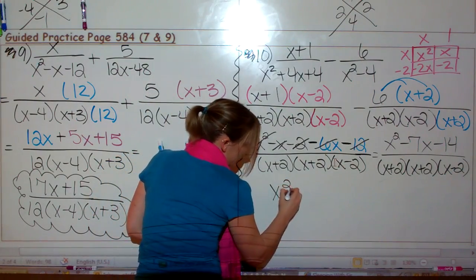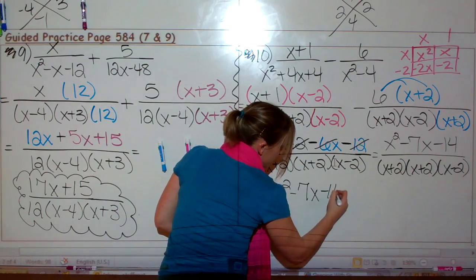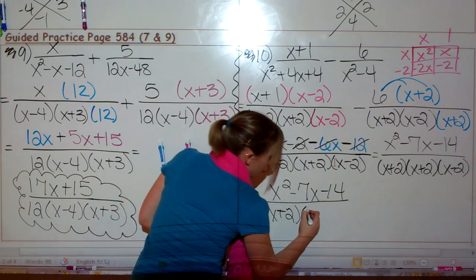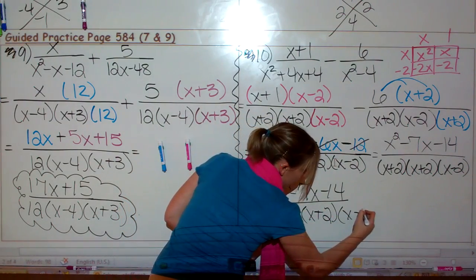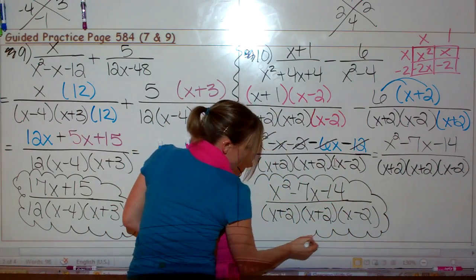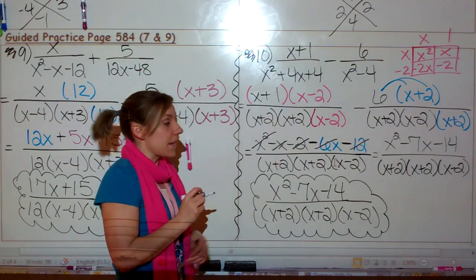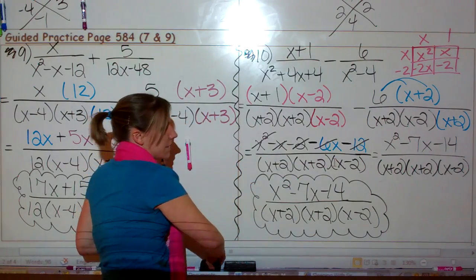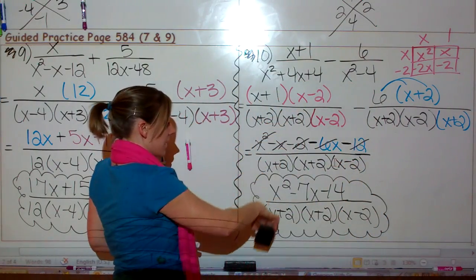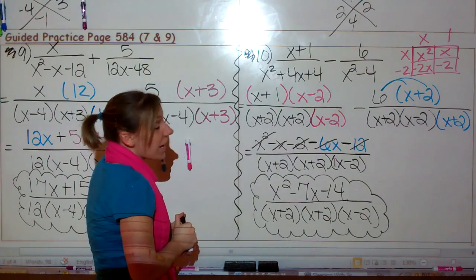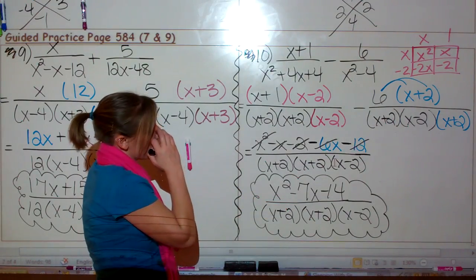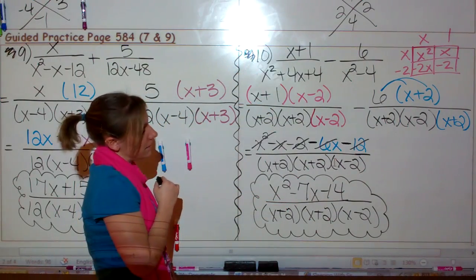So that is our final answer, x squared minus 7x minus 14 all over x plus 2, x plus 2, and x minus 2. So that is our final answer. Okay, I just rewrote it so that it was a little bit easier to see. So this is the same thing, so that way you can just kind of see it line by line. All right, it's a lot of steps: factoring, multiplying, simplifying, factoring again. Okay, so it's a lot of steps, but we just have to take it one piece at a time.